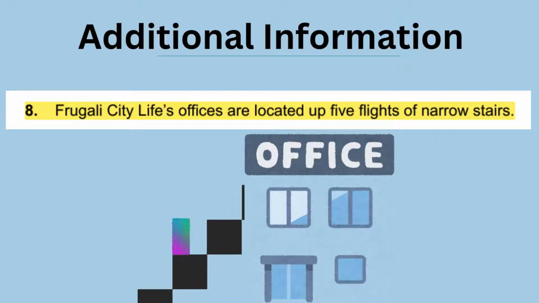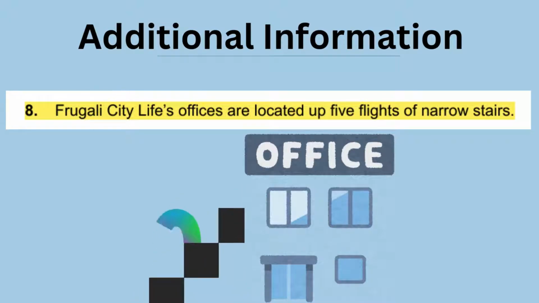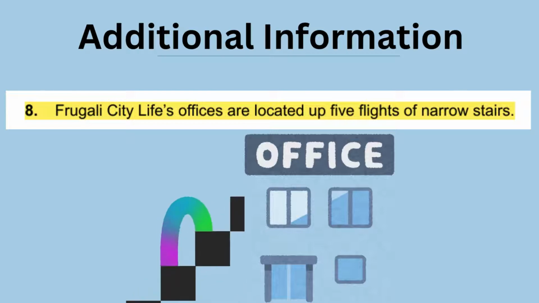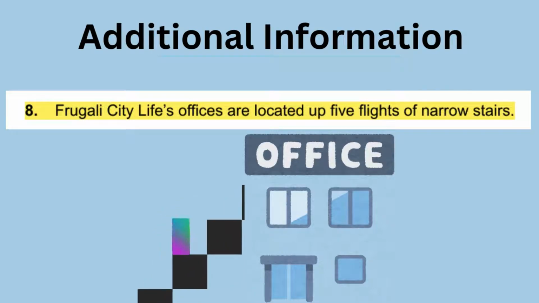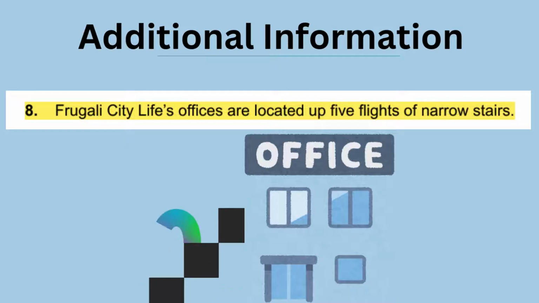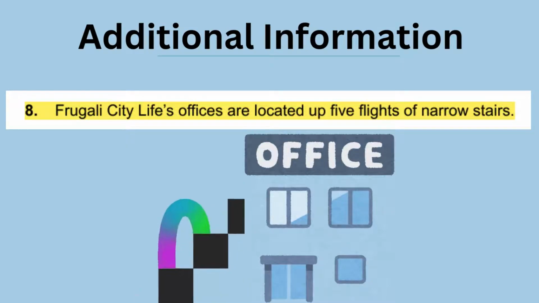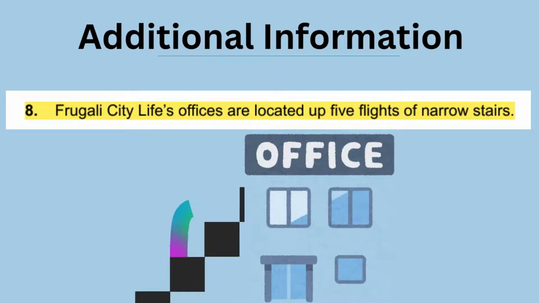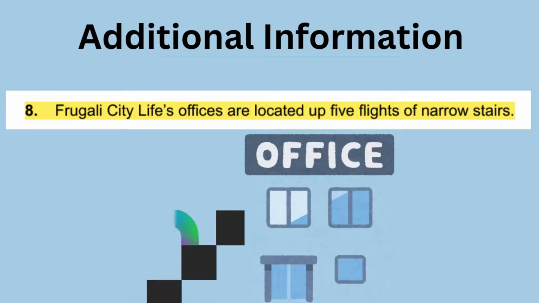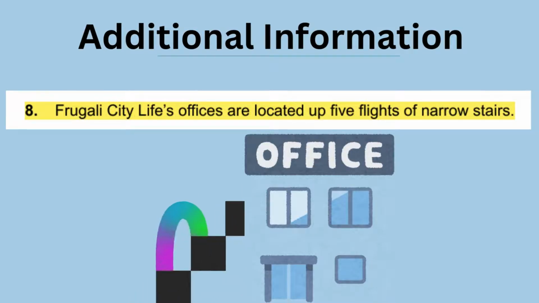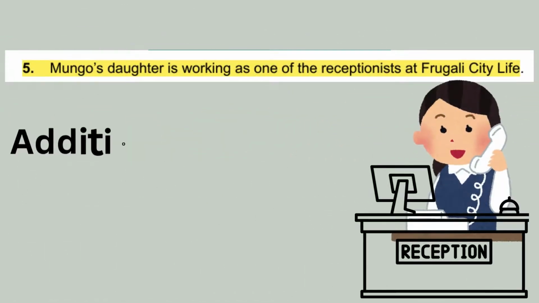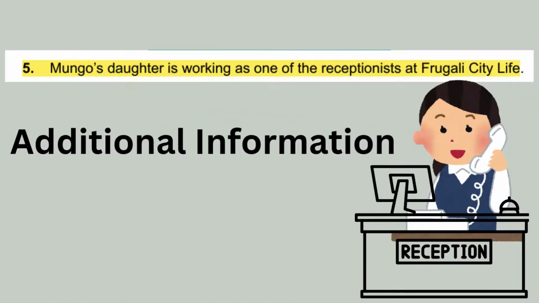But if you say Frugali City Life offices are located up 5 flights of narrow stairs, which is not ideal for people with health issues or disabilities, then there are chances that you score better marks. But not only one point that is well developed, but at least 3 to 4 well-developed ideas. Now, there are some other points from the additional information that talk about the process of casting a vote. For example, point 5 says Mango's daughter is working as one of the receptionists at Frugali City Life. This is only the point. If you write only this much, you cannot score high marks.